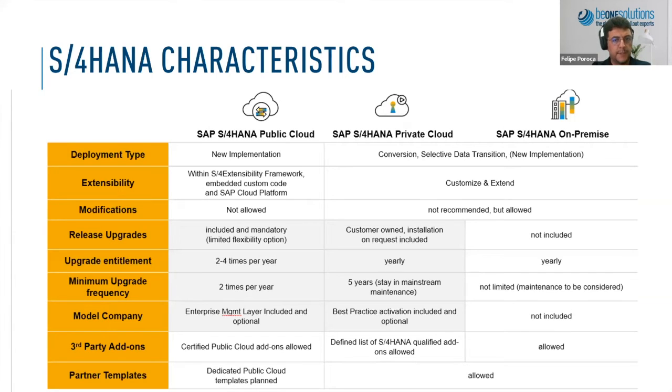Private cloud and on-premise, yearly upgrades. But what are the differences? For the private cloud, you are required to upgrade your system every 5 years. Although they provide one yearly update, every 5 years you are required to go to the next version. In terms of on-premise, although it's not recommended, you don't have this requirement. You can keep your version the way it is without any upgrades. SAP will not force you to do anything. So these are the differences in terms of upgrades and the frequency of upgrades you are required to attend.